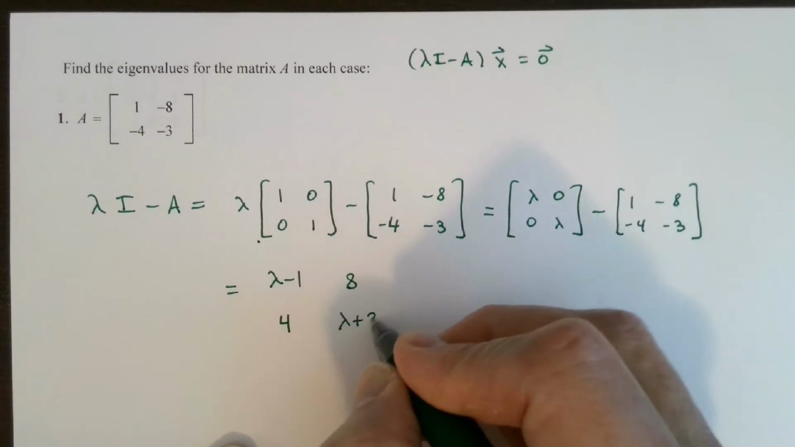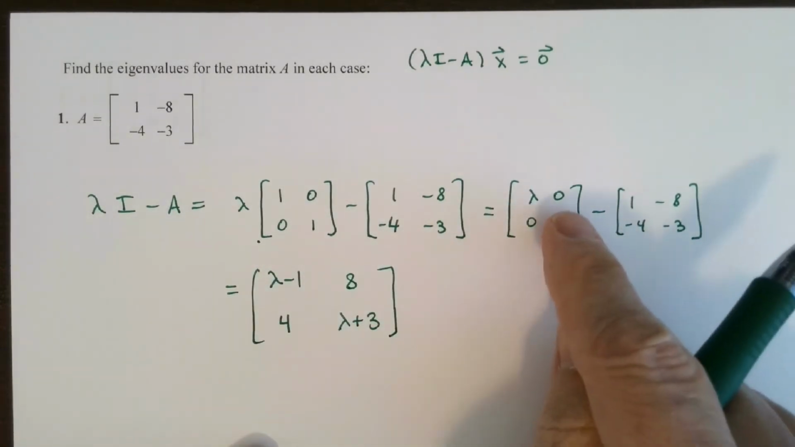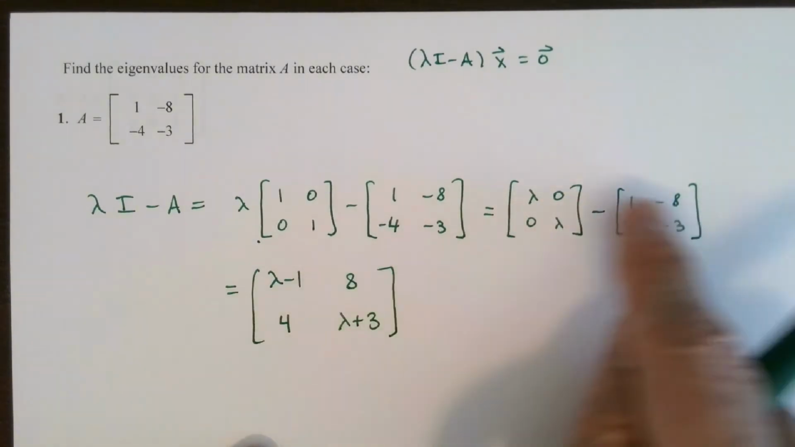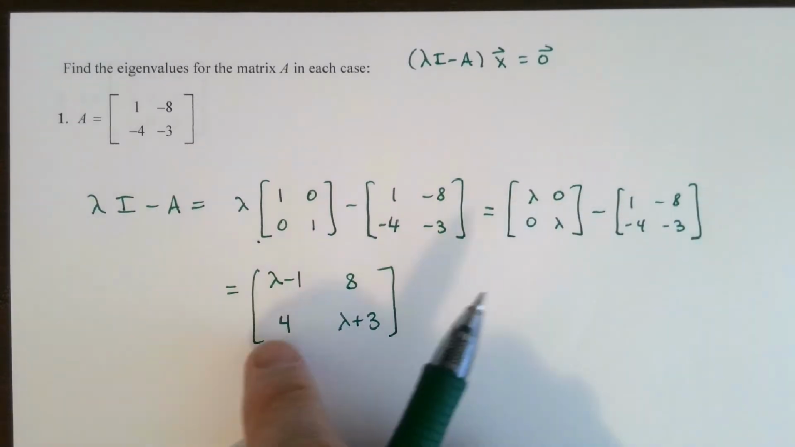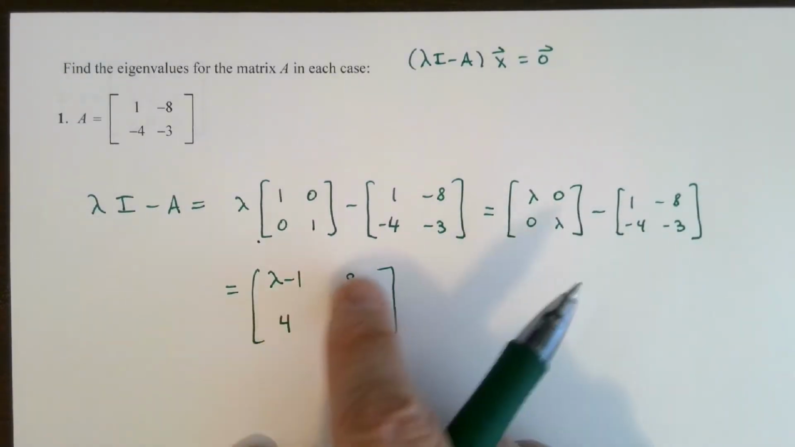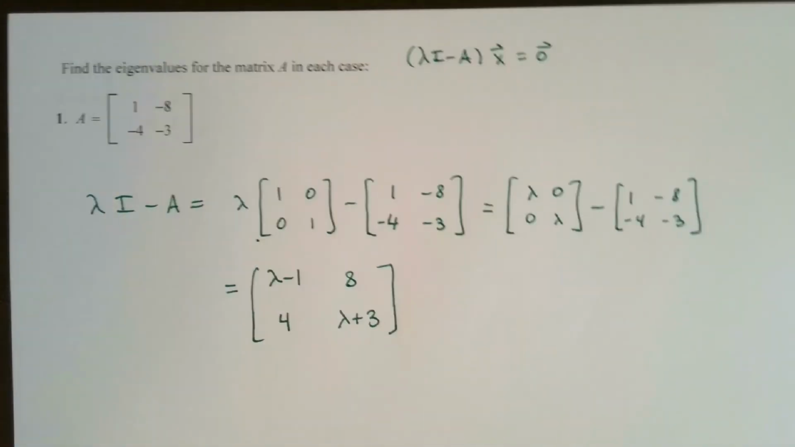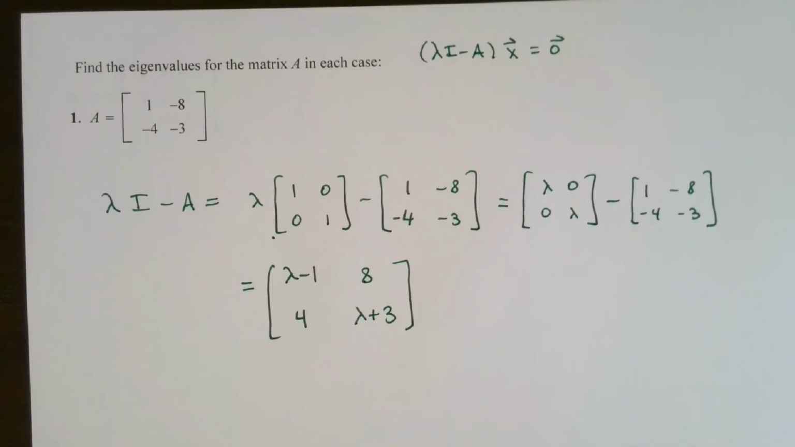A very common mistake that students will make all the time is to say 0 minus a negative 8 is negative 8. For some reason they don't see the minus there. Or they'll say 0 minus a negative 4 is negative 4. That will cause problems later on if you're not careful, so just be careful with the simple arithmetic there.